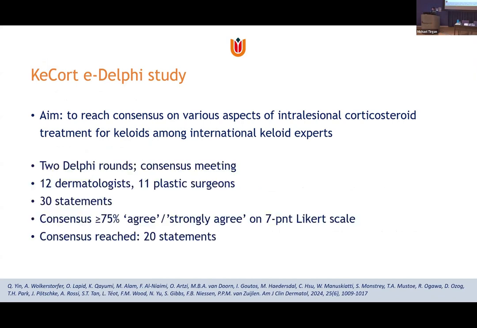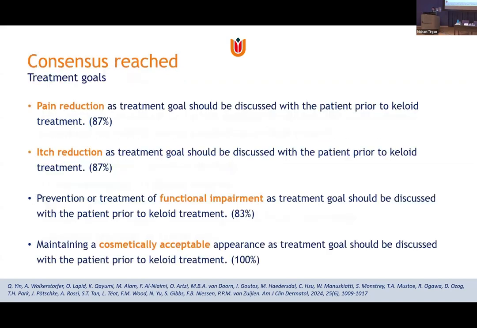This study consisted of 2 Delphi rounds, followed by a consensus meeting, and in total, 12 dermatologists and 11 plastic surgeons joined the expert panel worldwide, voted on 30 statements, and consensus was defined as 75% or more voting for agree or strongly agree on a 7-point Likert scale. And eventually, consensus was reached on 20 statements. And in the following slides, I'm going to walk you through the statements on which we voted.